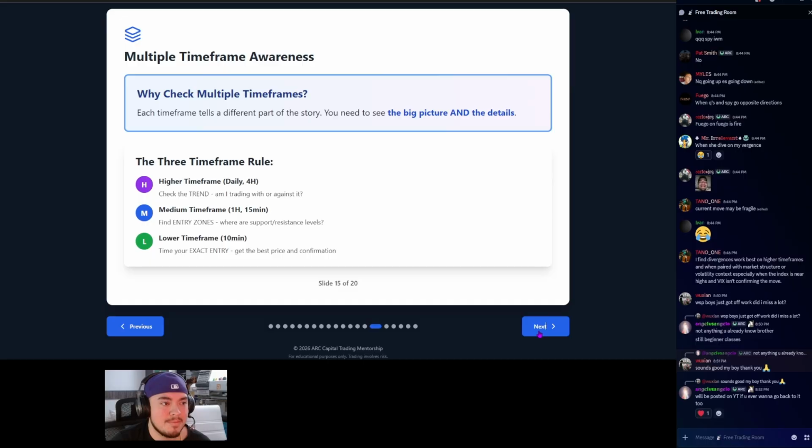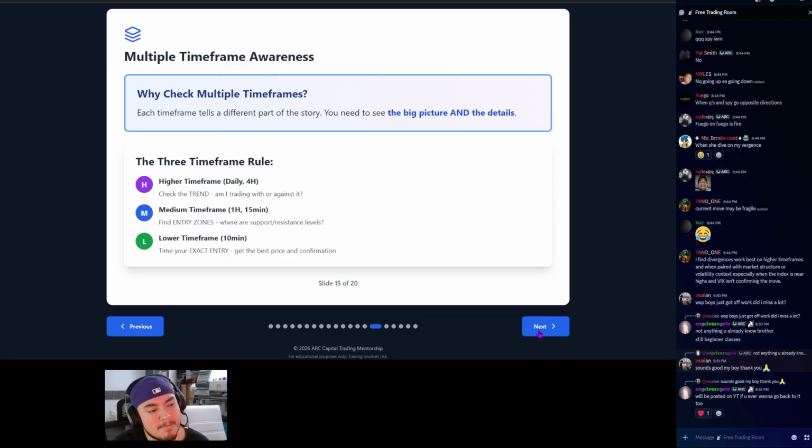All right, the next slide here, we've got multiple time frame awareness, right? Why do we want to check multiple time frames? Each time frame tells a different part of the story. You need to see the bigger picture and the details. Now, the details are going to be your smaller time frames: 10-minute, 5-minute, 2-minute, right? The three time frame rule: higher time frame, weekly, daily, 4 hour. I threw the weekly in there.